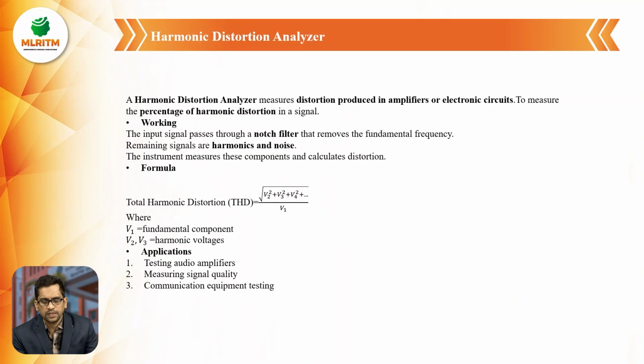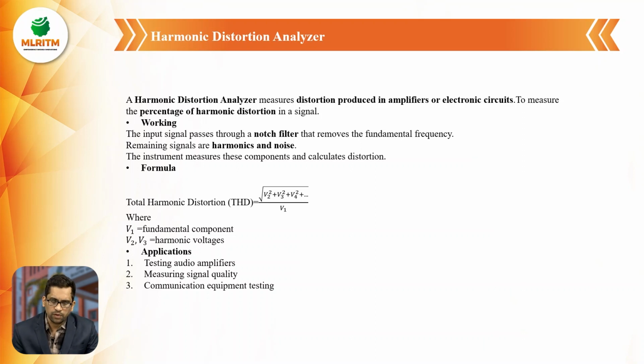The next type of analyzer is the harmonic distortion analyzer. The harmonic distortion analyzer measures the distortion produced in amplifiers and electronic circuits. The circuit design of this harmonic distortion analyzer mainly consists of a notch filter that removes the fundamental frequency from the different frequency components. The notch filter removes the fundamental and passes the other frequency components.